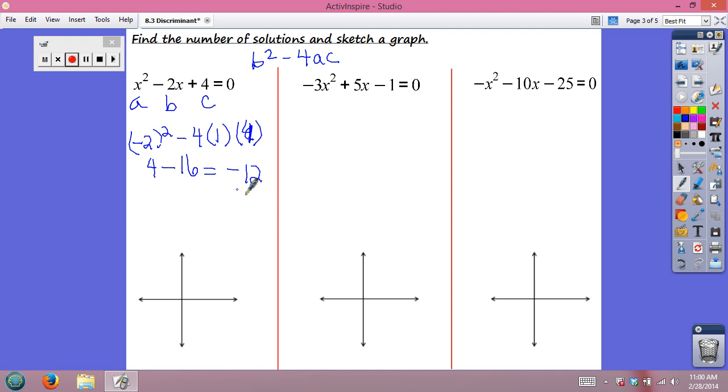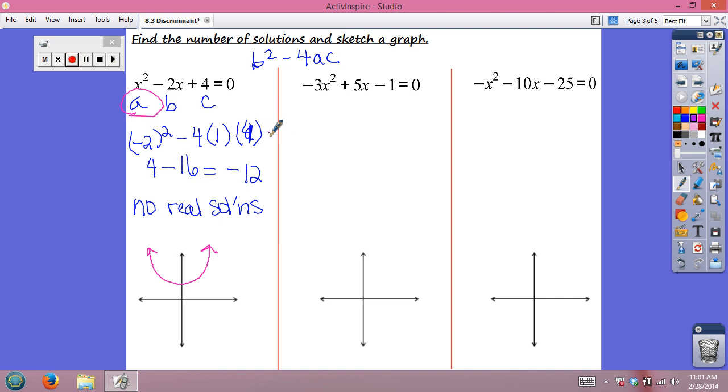And remember, if we get a negative number, we have the answer of no real solutions. Okay, so if we have no real solutions, that means that our graph is not going to touch the x-axis at all. And remember from previous lessons, we have to decide whether it's going to go up or down by our a value. So since our a value is positive, we know that it's going to go up. And since there's no real solution, we're not going to touch the x-axis at all. So our sketch is going to look like this. The graph is facing up, not touching the x-axis at all.